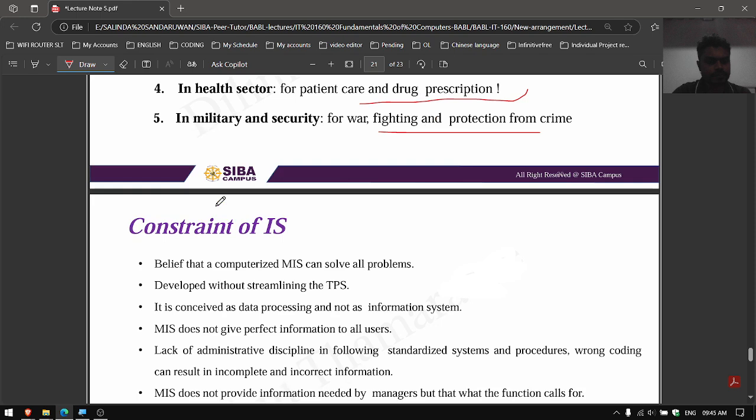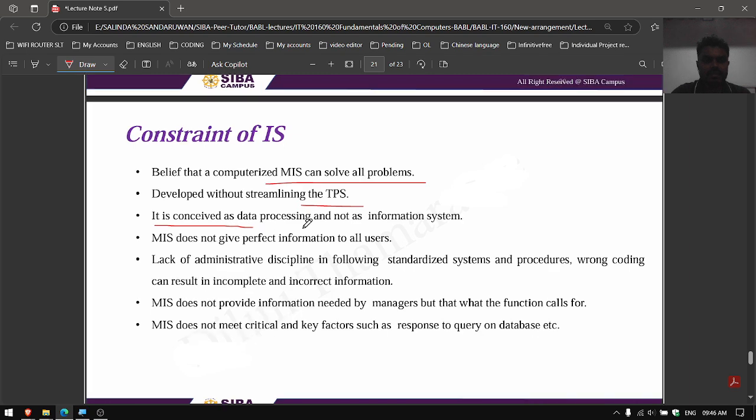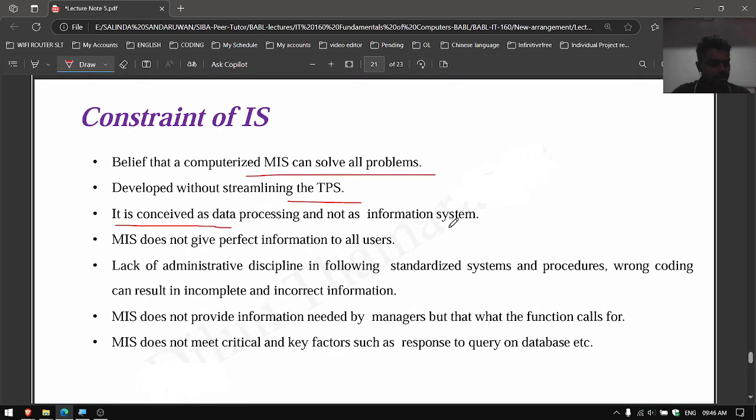Then, the constraints of information systems. That a computerized MIS can solve all problems, it's not possible. It doesn't have a human aspect, so sometimes it will generate erroneous results. Developed without streamlining the TPS, so we'll see what TPS is. It is considered as data processing and not as an information system.